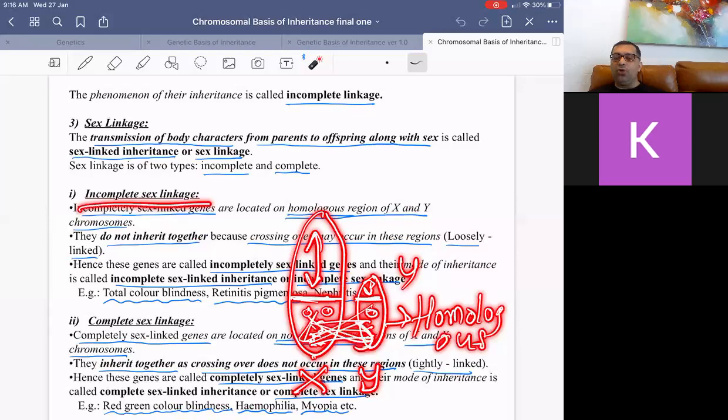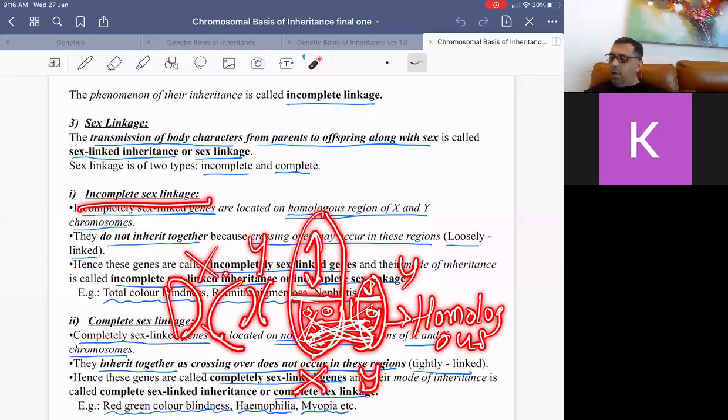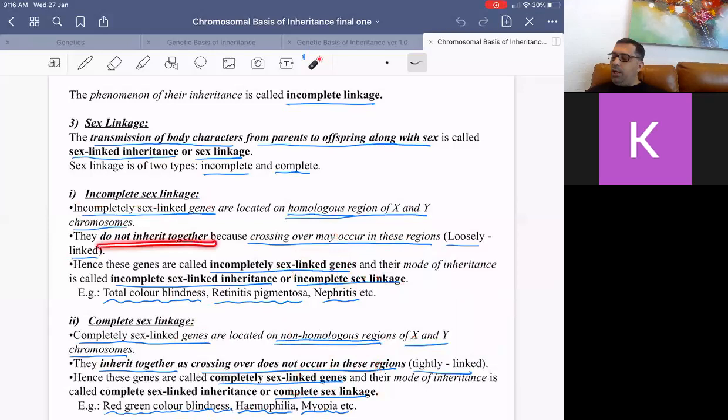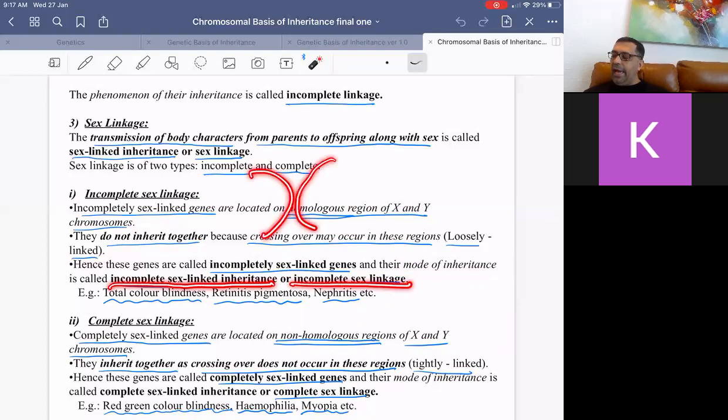So homologous regions of X and Y chromosome can cross over. So they do not inherit together because crossing over may take place in these regions. So they are loosely linked genes. And hence these are called incomplete sex linked genes, as their mode of inheritance is called incomplete sex linked inheritance or incomplete sex linkage. So this is the homologous region and this is the non-homologous region.